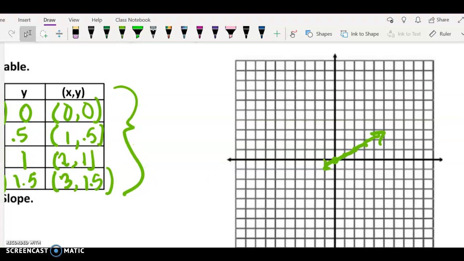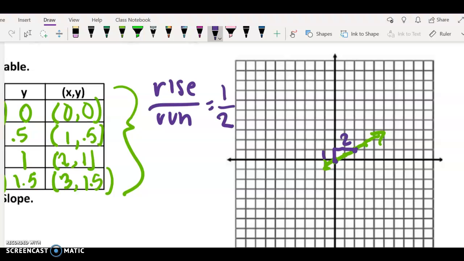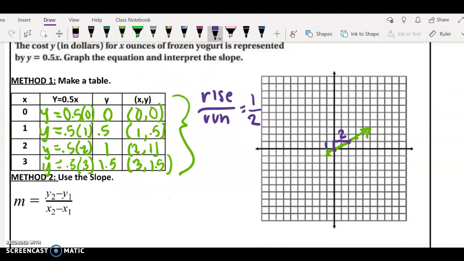My slope, if I use rise over run, my rise, I go up, and I'm going to use these 2 points here because they were whole numbers, easier to count on a graph. I rose up 1, and I went over 2. So my rise was 1, my run was 2. So my slope is a half.